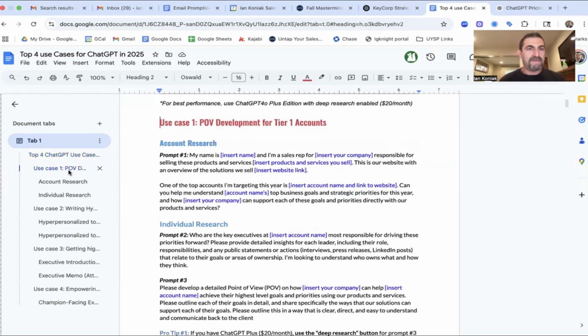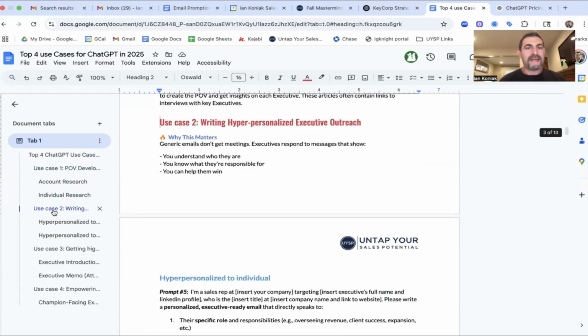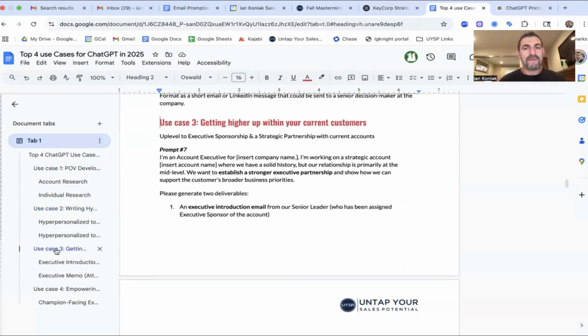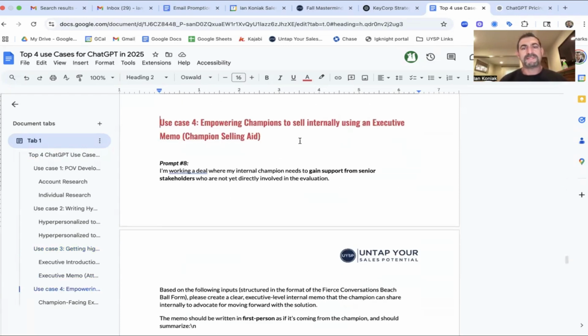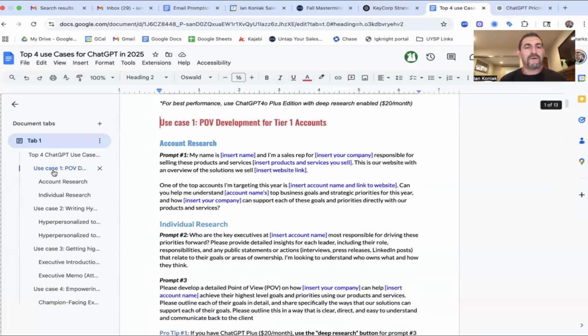Now, if you notice, I have multiple use cases here. Today, I'm only going to talk about POV development for tier one accounts, but I also have other use cases: writing hyper-personalized executive outreach, getting higher up within your current customers, in case you're locked down at a lower level and you want to get to executives to go wall to wall for your solutions, or empowering champions to sell internally. So if you have a champion who has to present to other people, especially to senior executives, these are all prompts that I built. So let's just focus on the first one.